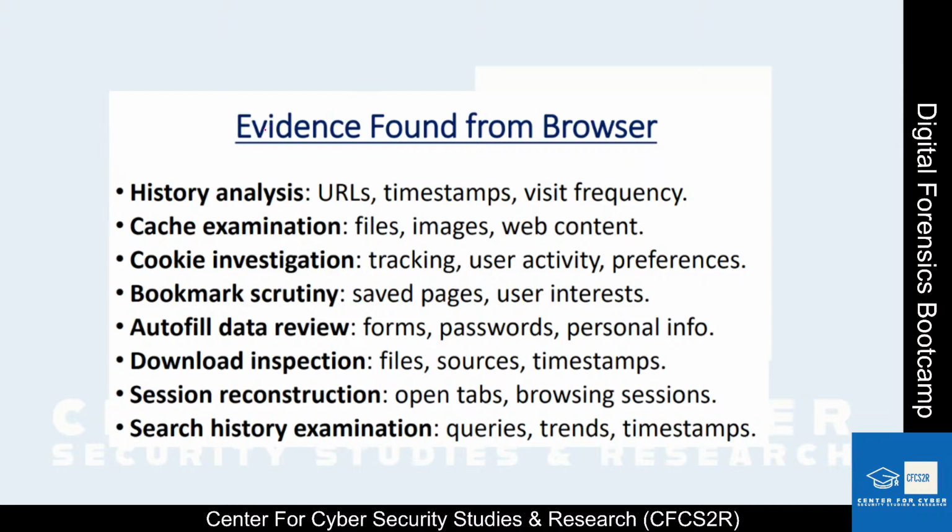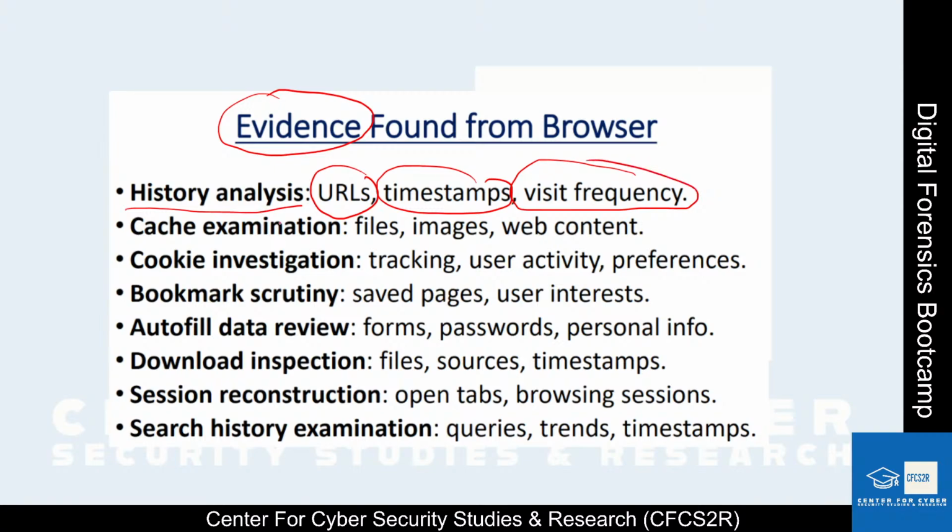So whenever we are doing web browser forensics, these are the evidence that are found from the browser. In the history analysis, we can find out the URLs, the timestamps, and how many times these pages were visited. Cache examination: files, images, web content. Cookies investigation: tracking user activities and preferences. Bookmarks: what bookmarks that person has made, the saved pages, and user interests.